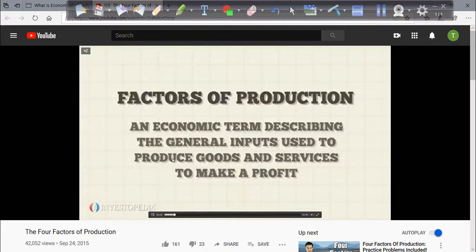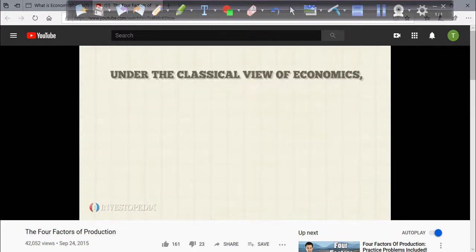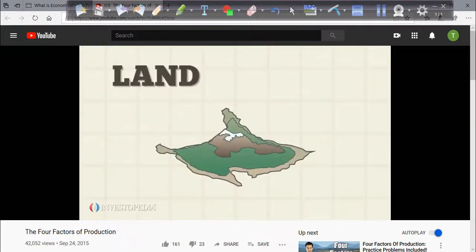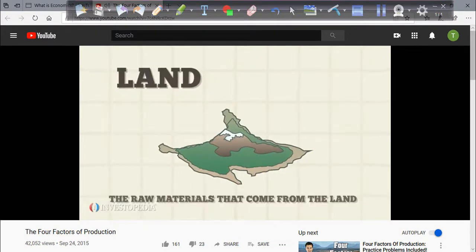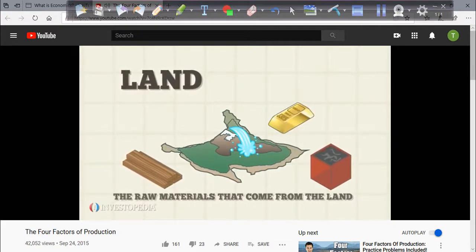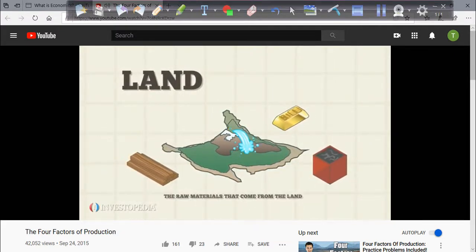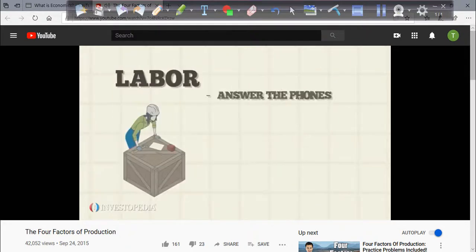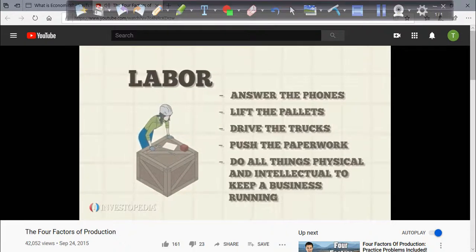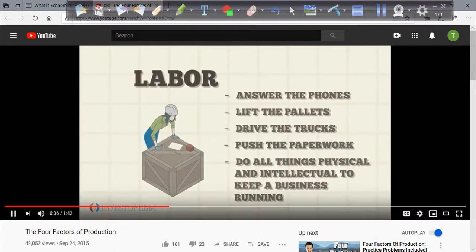Economic term describing the general inputs used to produce goods and services to make a profit. Under the classical view of economics, the factors of production consist of land, labor, capital, and entrepreneurship. Land refers to the land itself as well as the raw materials that come from the land. This includes timber, coal, precious minerals such as gold, and water. It can also mean the physical area on which a factory sits. Labor refers to the workers who answer the phones, lift the pallets, drive the trucks, push the paperwork, and do all things physical and intellectual to keep a business running.